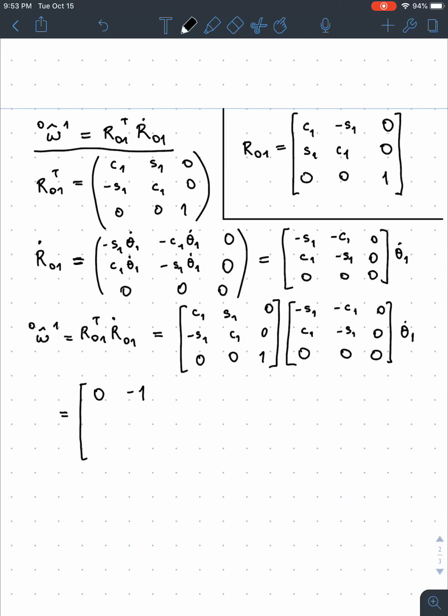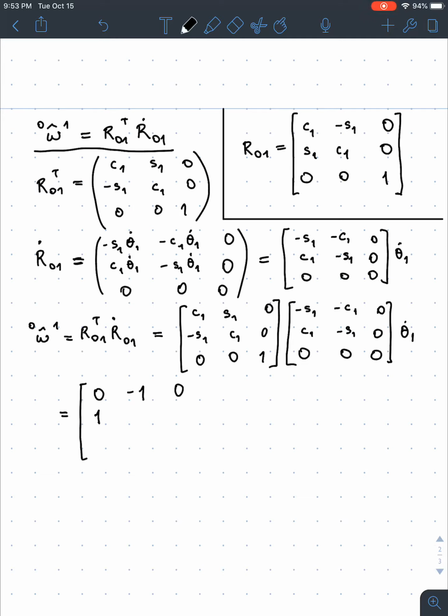Yes? So here again we do the same thing. Now cosine theta 1 times 0, sine theta 1 times 0, and 0 times 0. Sum them up, you get 0. Okay, so this element right there is going to be negative sine theta 1 times negative sine theta 1, which is sine theta 1 squared, plus cosine theta 1 times cosine theta 1, cosine theta 1 squared. So sine theta 1 squared plus cosine theta 1 squared, you get a 1.